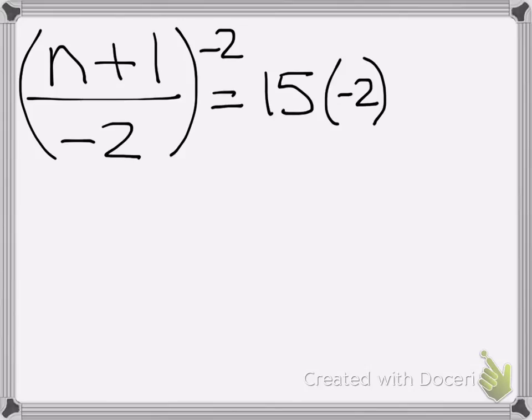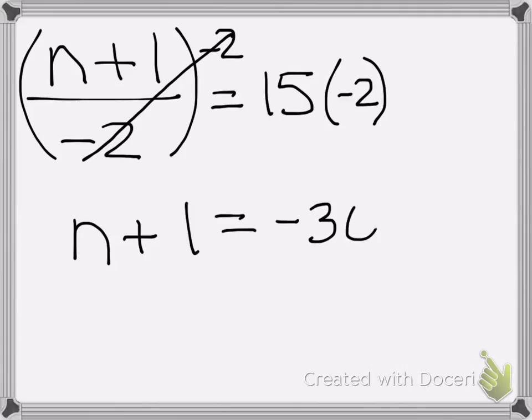And whatever I do to one side, I do to the other. So I just multiplied by negative 2. That cancels it out on the side with the variable. I need to bring down what is left, which is just the numerator. And I need to do 15 times negative 2, which gives me negative 30.